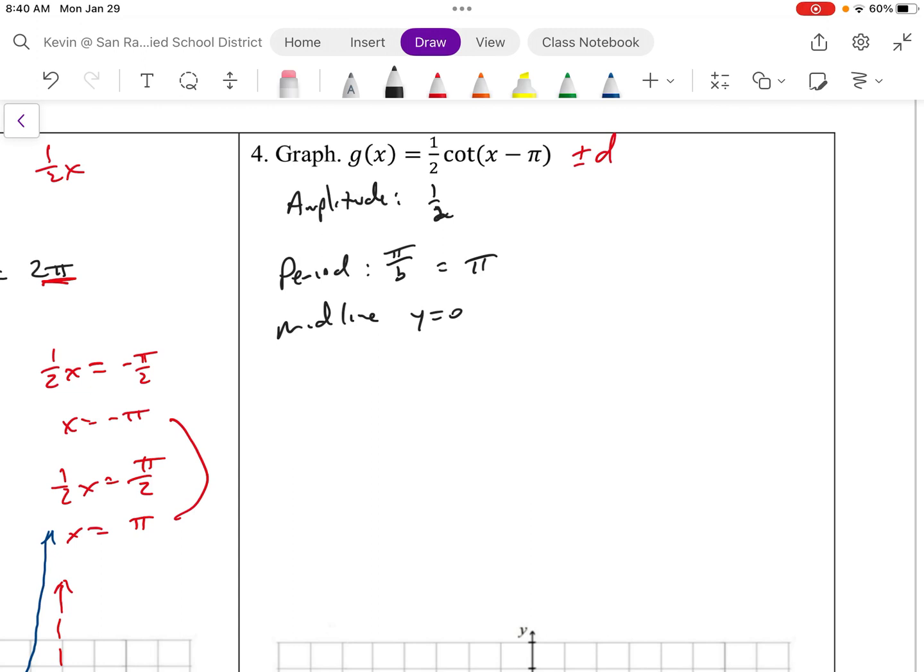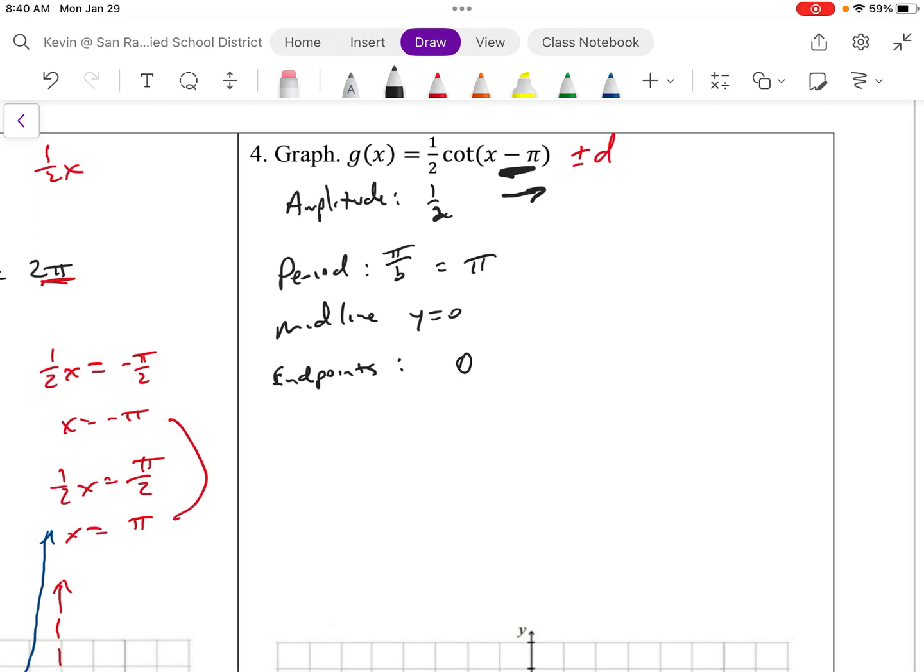Our endpoints, well, we're shifting right pi. So this is cotangent, so cotangent's endpoints typically are 0 and pi. So if we shift over pi, then it's going to be pi and 2 pi. And we'll look at this in a minute, because basically it's the same graph as if we didn't have this. If you shift over an entire period, then basically you just have the same graph.